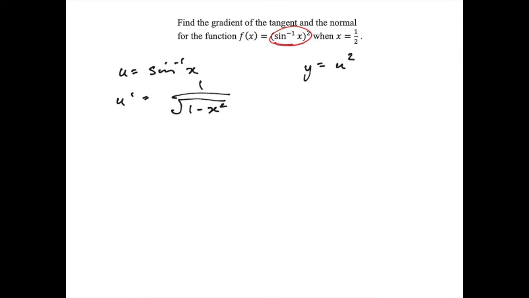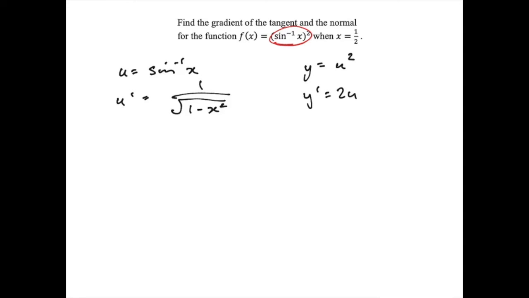Last example for today, let's find the gradient of the tangent and normal to the function f of x is inverse sine x all squared when x is 1/2. So for this one, I really want you to recognize that we have a chain rule here. We have the inverse of sine within that square function, so we have a function within a function. We want to let u be inverse sine x, and u dash will be 1 over root 1 minus x squared. That means our y is u squared, and the derivative of that is 2u.